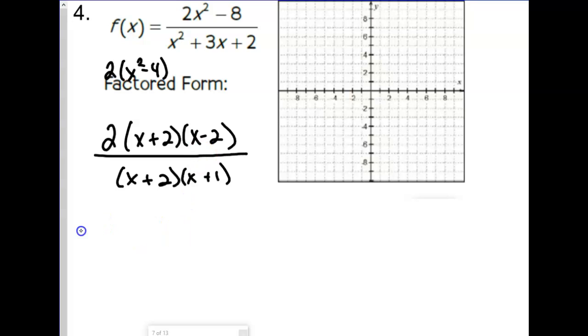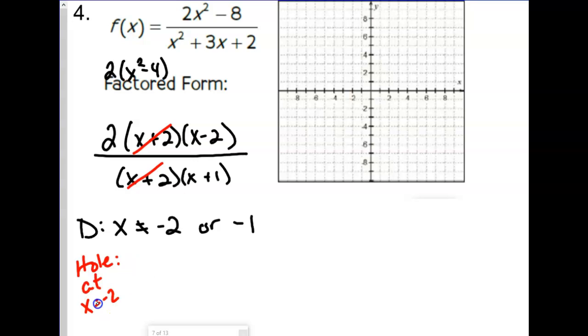Before we talk about the location of the hole, there are 2 domain interruptions because of 2 different discontinuities. X can't be -2 or -1. Agree. The reason for that is because one of them's a hole. Where's the hole at? Yeah. So the fact that this factor is going to remove itself because it's going to cancel, that means you have a hole at x equals -2.